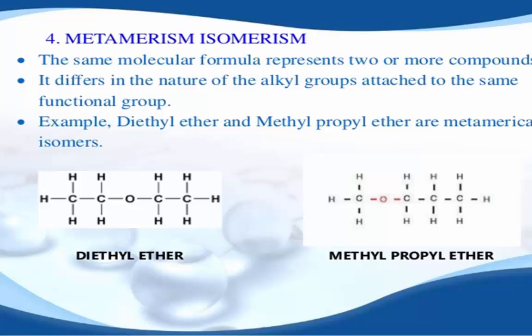But here I give another example. It is one of the diethyl ether, and here methyl propyl ether. Yes, these are two ethers. But when you observe the alkyl groups which are present on either side of the functional group, they are different here, because here CH2CH3 is present, but here only the CH3 group is present. On this side CH2CH3 is present, here CH2CH2CH3 is present, but the molecular formula of both the compounds is same. These are examples for metamerism.